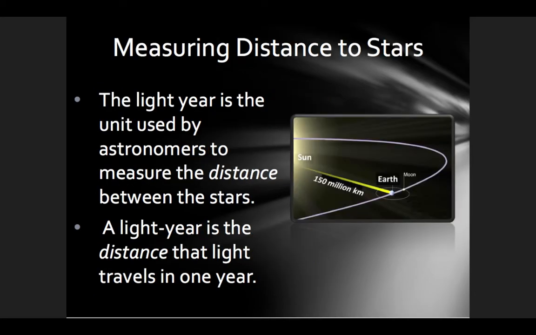So if we're going to measure the distance to a star, also to help us classify it, we use a unit of measurement called the light year. And it's used by astronomers to measure the distance between stars. And a light year is just the distance that light travels in 1 year. And that's kind of tricky because it's really just 1 Earth year.